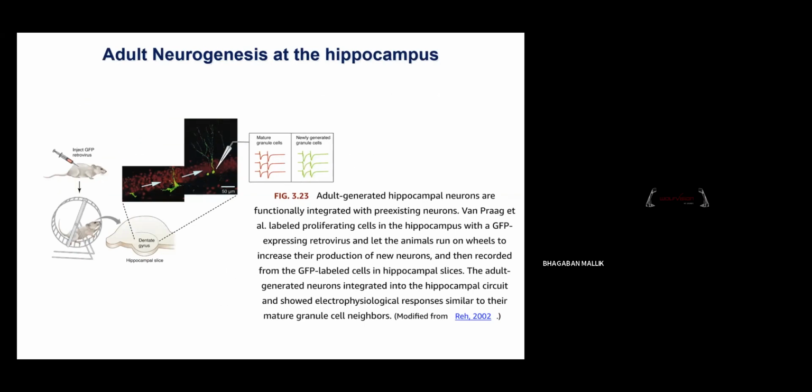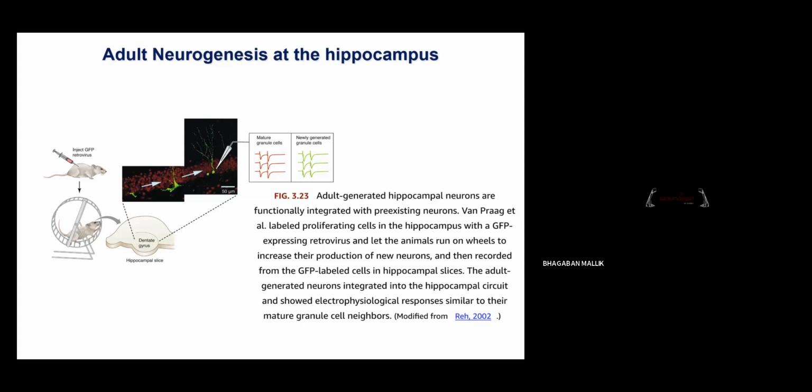So here is another example to show that neurogenesis happens in the hippocampus. What has been done is that GFP is cloned in a retrovirus, and this is injected to understand the neurogenesis happening in adults, and whether the neurons show properties similar to progenitor cells. So they cloned the GFP in the retrovirus and injected it into the mouse, and the mouse is given a certain task. The mouse is kept in a chamber where it is continuously running, so it is given a certain task.